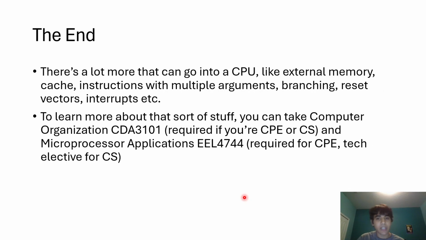There's a lot more that can go into a CPU, like using external memory, cache, instructions with multiple arguments, branching, reset vectors, interrupts, etc. To learn more about that stuff, you can take computer organization, which is CDA 3101, which is required if you're in computer engineering or computer science, and microprocessor applications, EEL 4744, required for CPE, and it's a tech elective for CS.